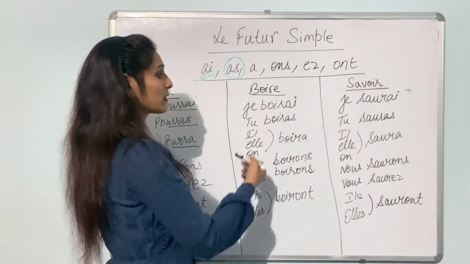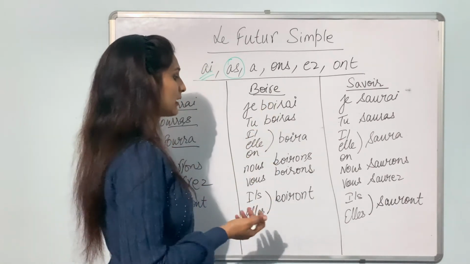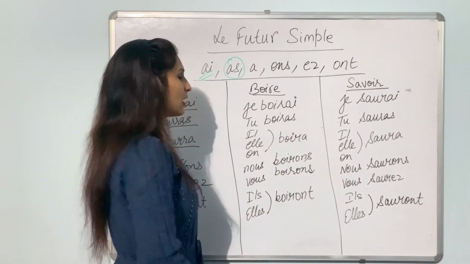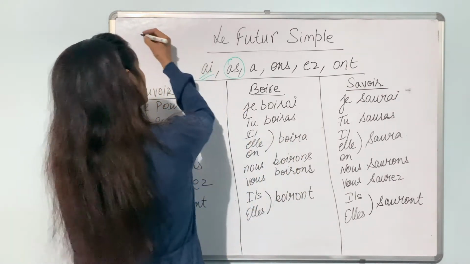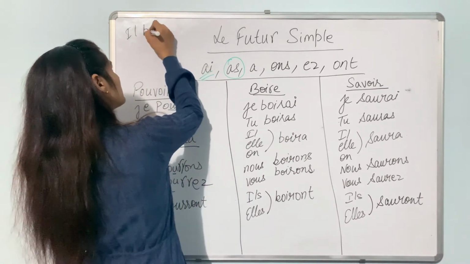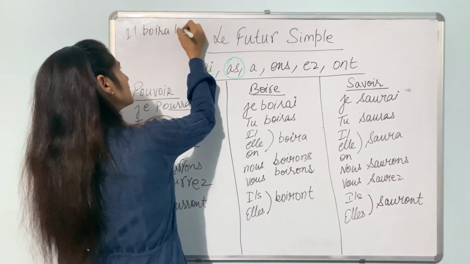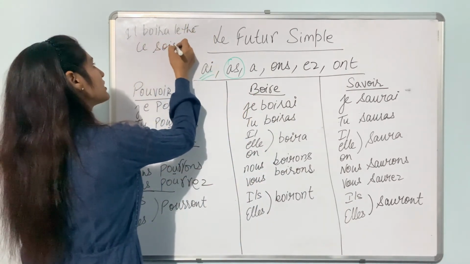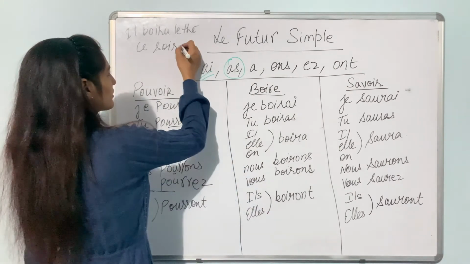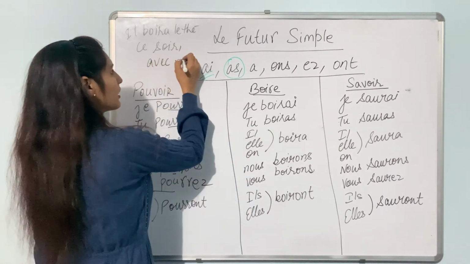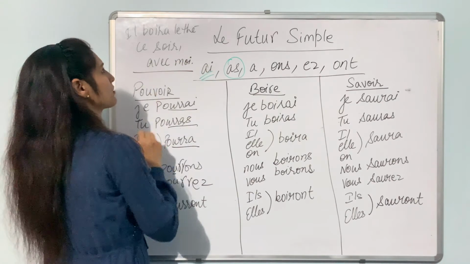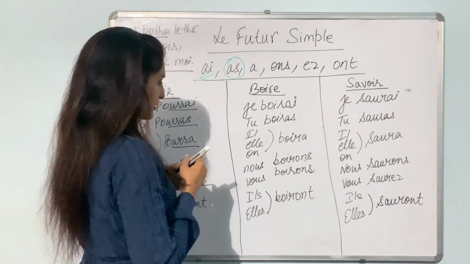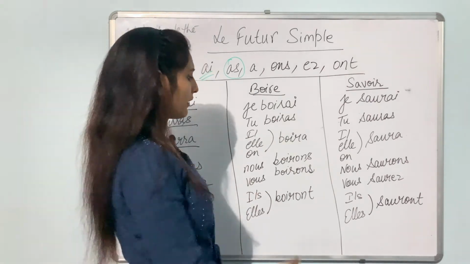So boire becomes je boirai, tu boiras, il boira, elle boira, he will drink. Il boira le thé ce soir, this evening. So he will drink tea this evening with me. Avec moi. A bit of a longer sentence, but in the future. How do I know this is a future tense? From boira. So these are the verbs which we use in this way.